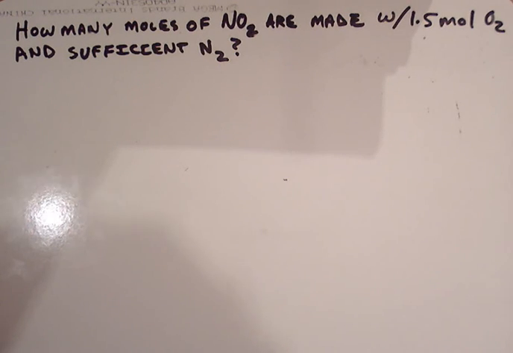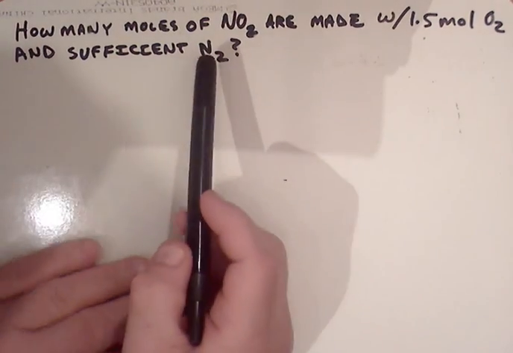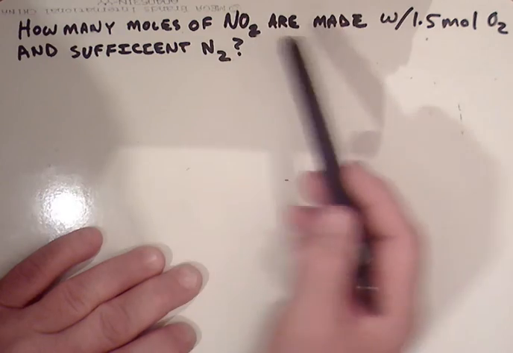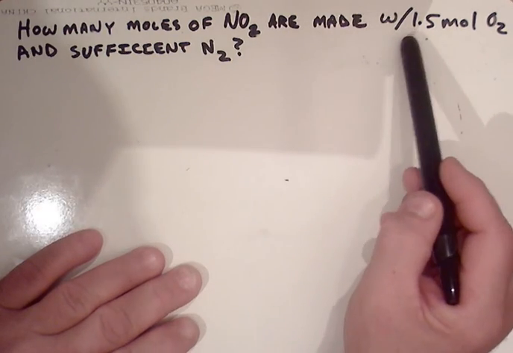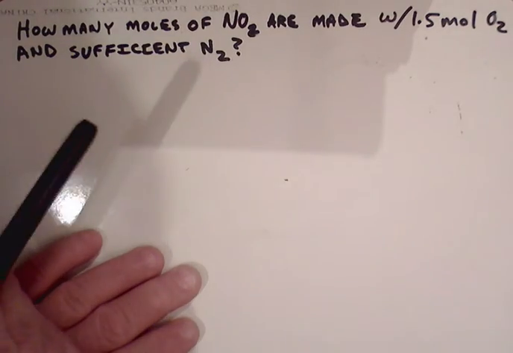Okay, stoichiometry can be a mess sometimes, especially if you don't know where to start. The best way is to remember to do dimensional analysis. You want to read the problem that you're given. How many moles of NO2 are made with 1.5 moles of O2 and sufficient N2?